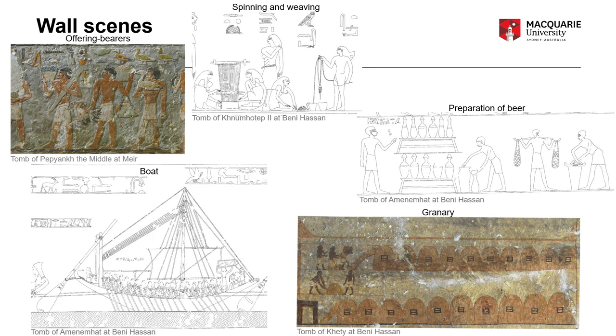It's likely that these scenes had some symbolic function that aimed to ensure the deceased's eternal rebirth in the afterlife, as well as serving as a form of provision for the deceased's eternal nourishment. The wall scenes were typically positioned in the above ground part of the tomb, which was the chapel, and this remained accessible to the living after the tomb owner's death, enabling wall scenes to be seen by all visitors to the tomb.